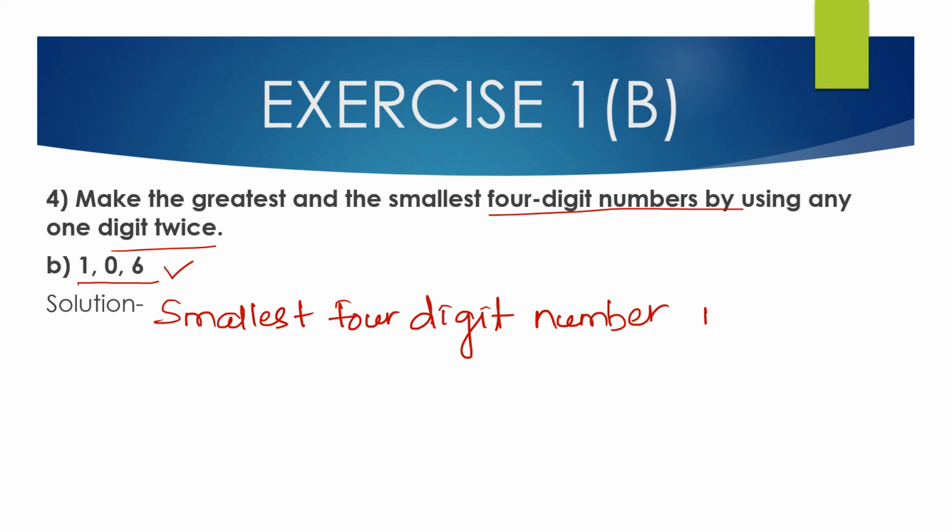4-digit number: the smallest digit is 0, but this is a 4-digit number, so we cannot use 0 at the first place. So we have to use the digit 1, which is next after 0. 1 is the smallest digit. So 1, then 0, 0, 6: 1006. This is the smallest 4-digit number.